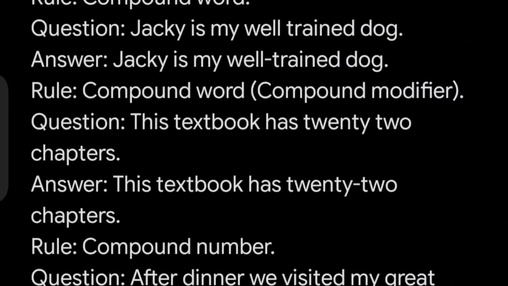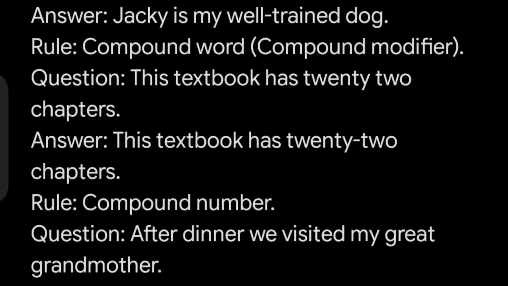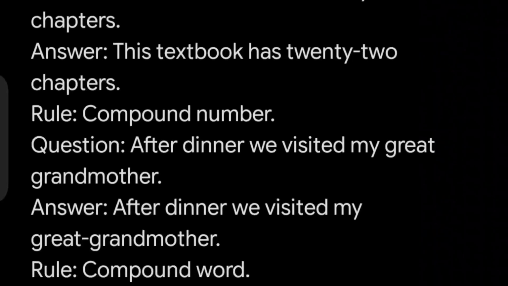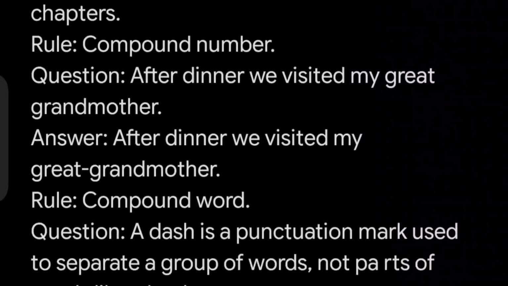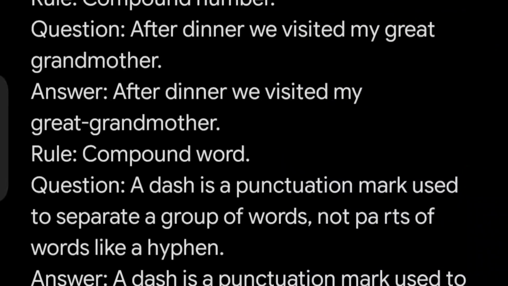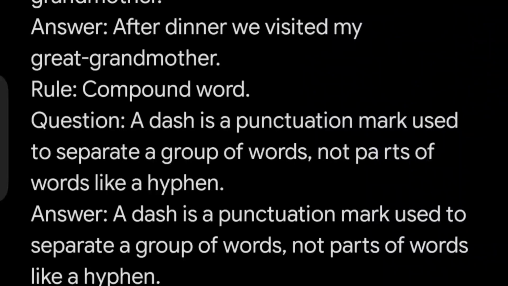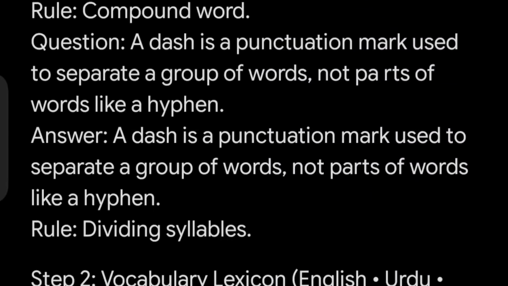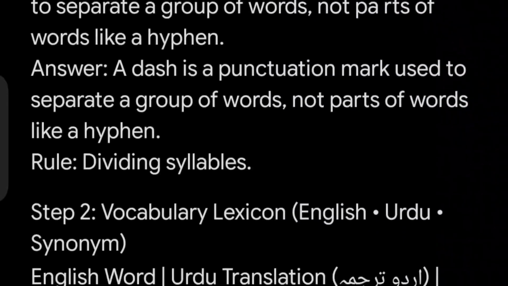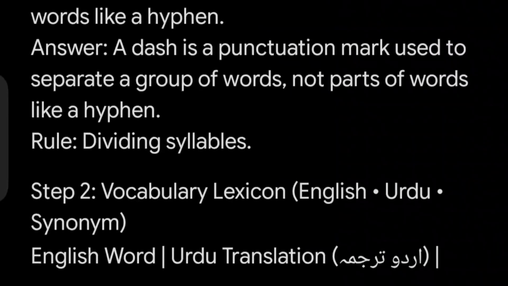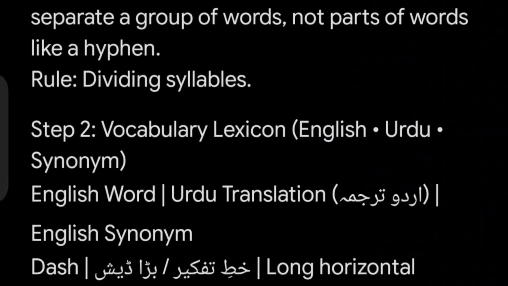Rule: compound word, compound modifier. Question: This textbook has 22 chapters. Answer: This textbook has 22 chapters. Rule: compound number. Question: After dinner we visited my great-grandmother. Answer: After dinner we visited my great-grandmother. Rule: compound word. Question: A dash is a punctuation mark used to separate a group of words, not parts of words, like a hyphen. Answer: A dash is a punctuation mark used to separate a group of words, not parts of words, like a hyphen. Rule: dividing syllables.